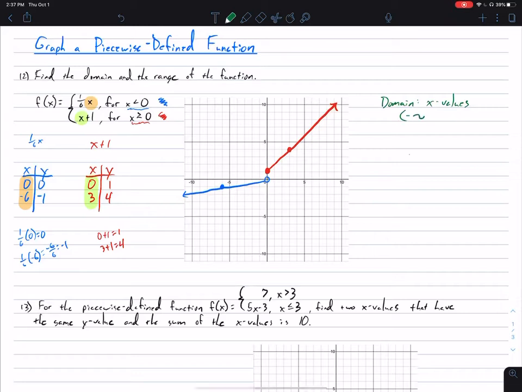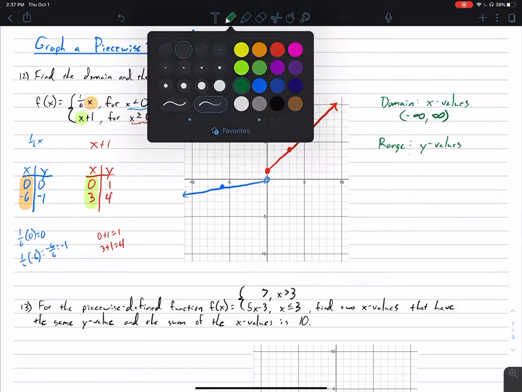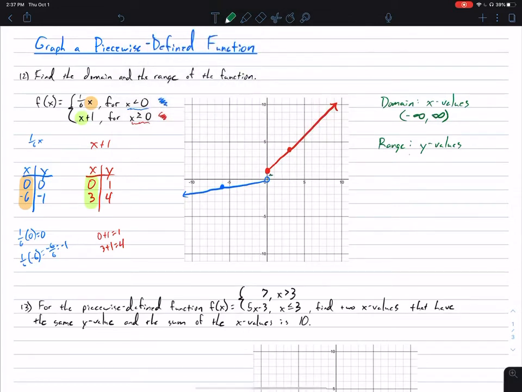So what that tells me is that I can use anything for my x values. Everything is covered between the two equations. So I'm going to say negative infinity to positive infinity. Now for my range, what I do want to be careful of here when looking at my y values, I notice that right in the middle, right around here, there's a gap in my y values. There's no y value between 0 and 1.